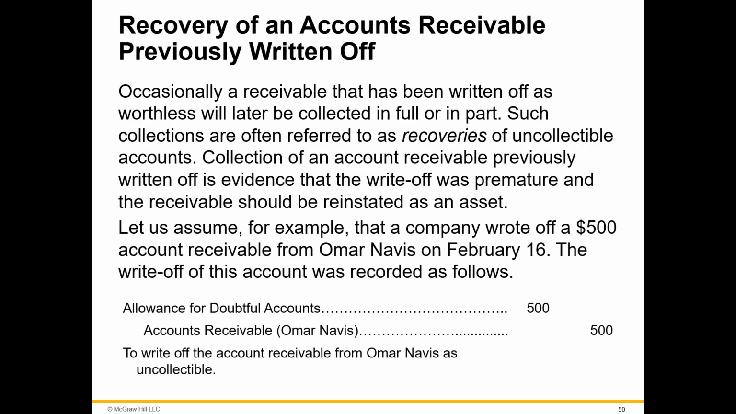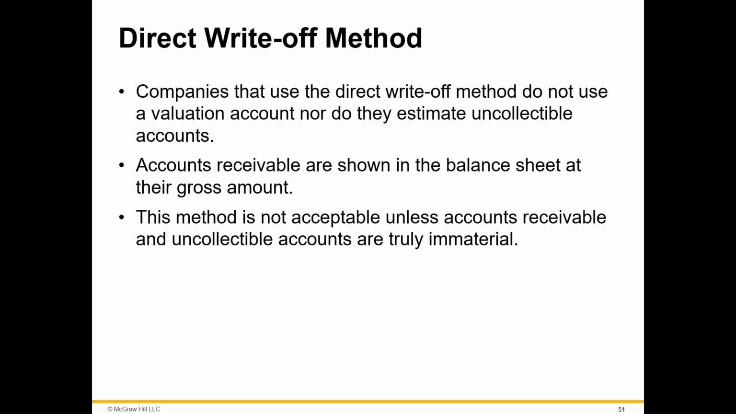Sometimes a receivable that has been written off later becomes collectible. Hey, surprise, surprise. Even though we thought they'd never pay, they actually end up paying. And if that happens, we're going to go ahead and write off the accounts receivable because we didn't think they would pay. And so we have this allowance and this accounts receivable, and in essence, we wrote it off. But as we collect something that was previously written off, we can go ahead and reverse that entry and recognize the cash that was received.